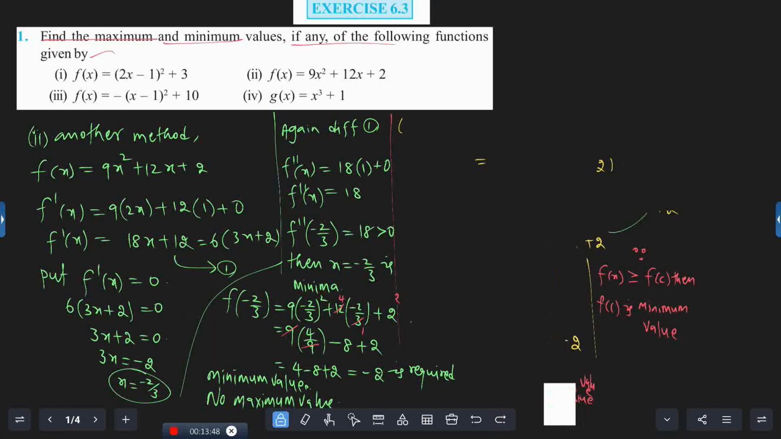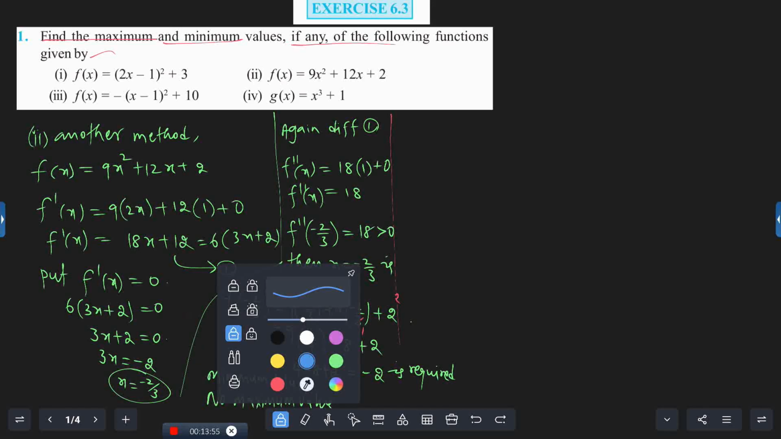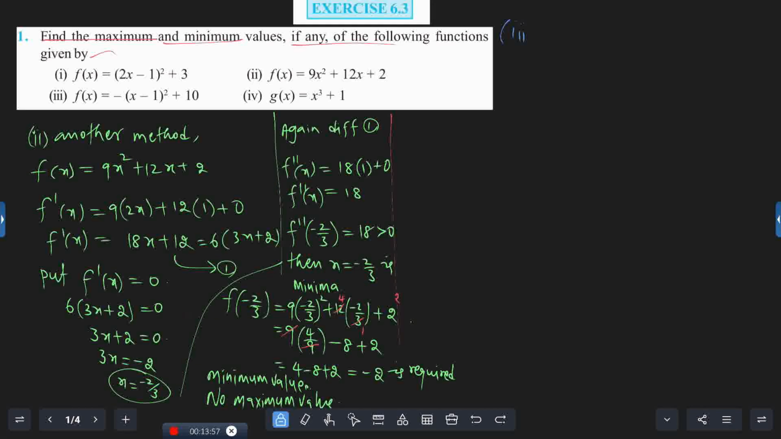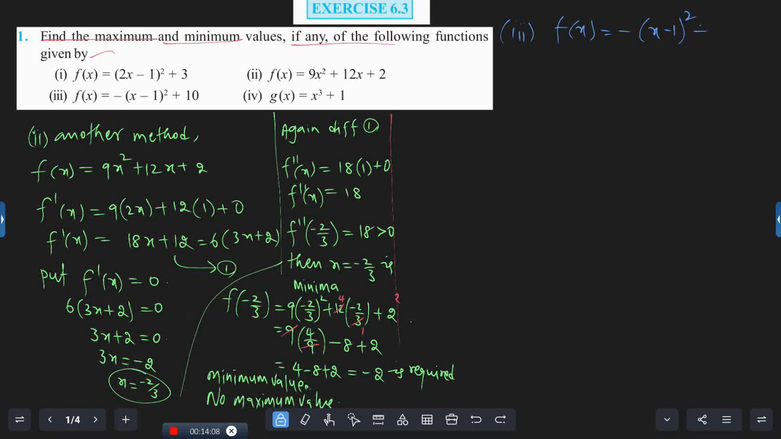That is the third one. Third one: f of x is equal to minus x minus 1 whole square plus 10. Can I go definition method? It is easy. There is a square or modulus. Now you try the definition method, that will be very easy. Here there is a whole square, so I am going by the definition.